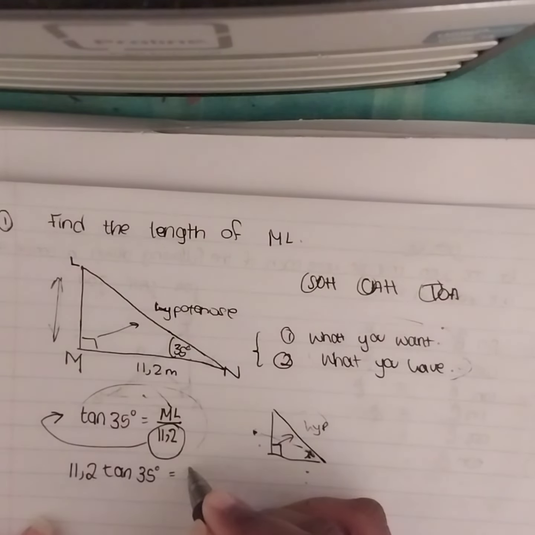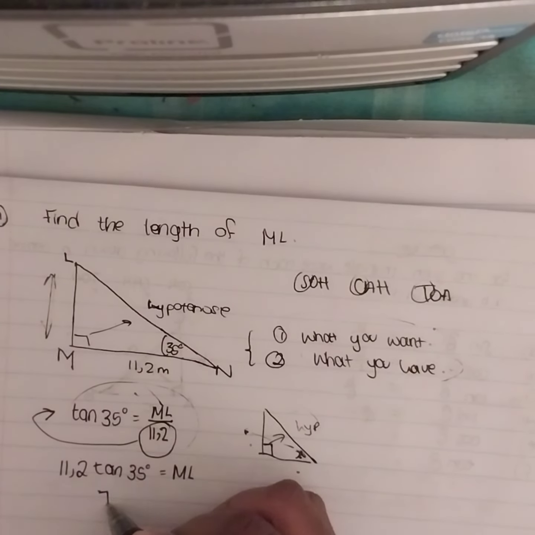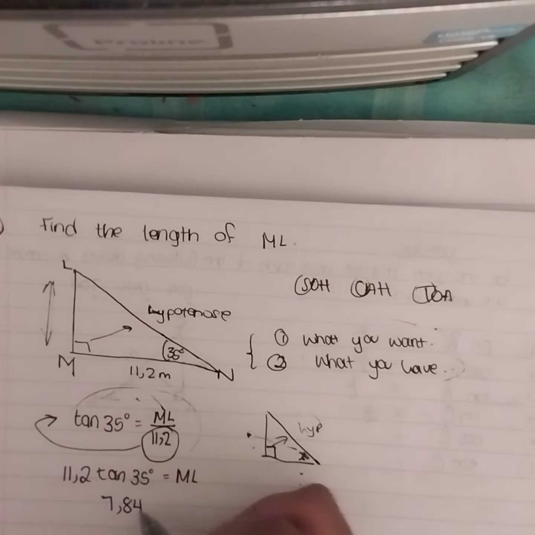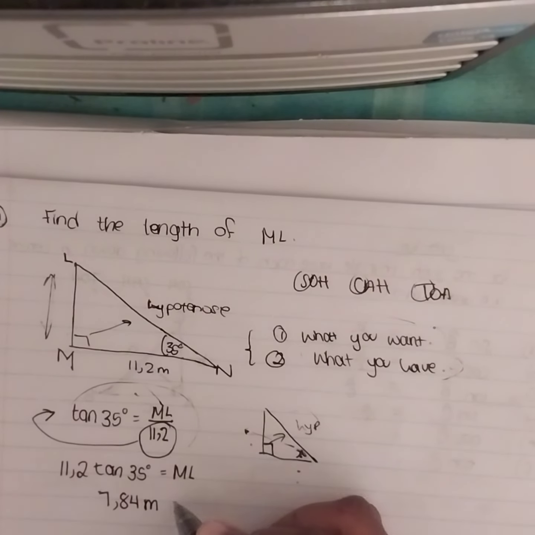We do this, which is equal to ML. We punch that into our calculator. Because we're going to now round it off, 7.84. I'm rounding it off to 2 decimal places. Meters is equal to ML.